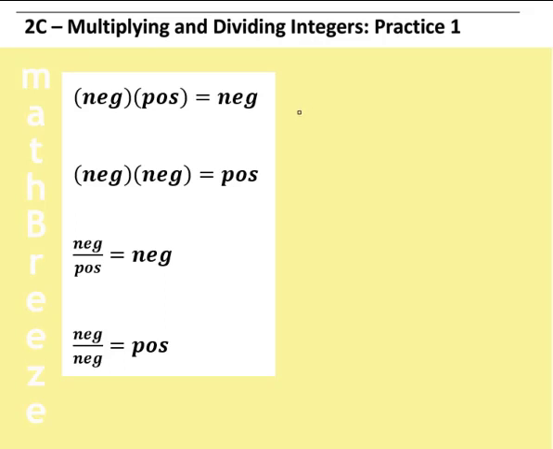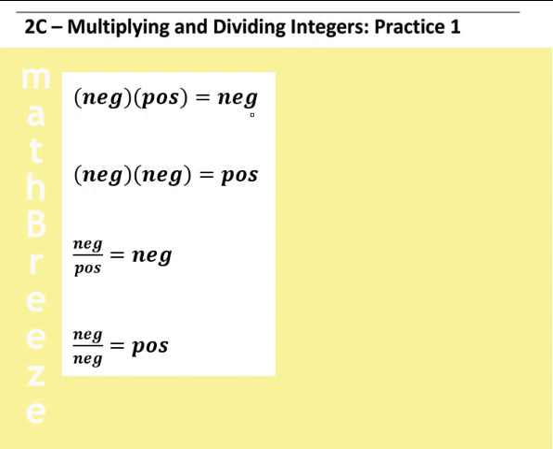Let's look at the rules for multiplying and dividing integers or signed numbers. When we multiply a negative times a positive, we get a negative, or positive times negative, the order can be reversed as well. When we multiply two negatives, we get a positive. When we divide a negative by a positive, or the reverse, positive by negative, we get a negative. And when we divide two negatives, we get a positive.